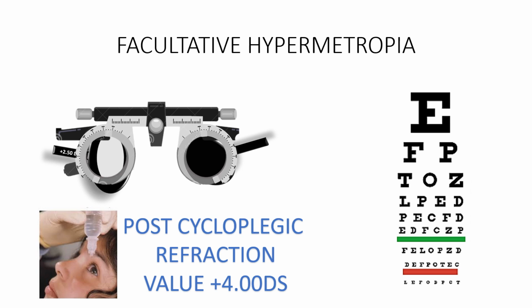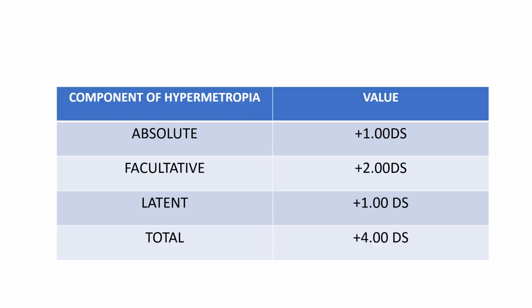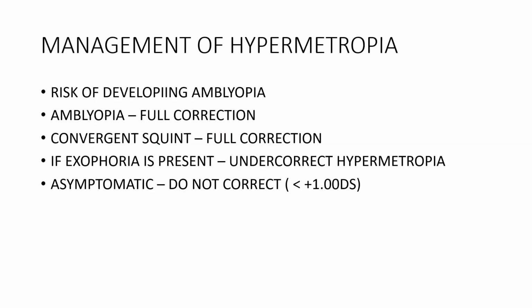In this patient, we got a value of +4 diopters. In this patient, the absolute component was 1 diopter, the facultative was from 1 to 3, so just 2 diopters, and after putting the drops we got the value of +4. So subtracting 3 from 4 gives the latent, plus 1 diopter. So the total value is 4 diopters. This is how we classify the hypermetropic error into different subclassifications.